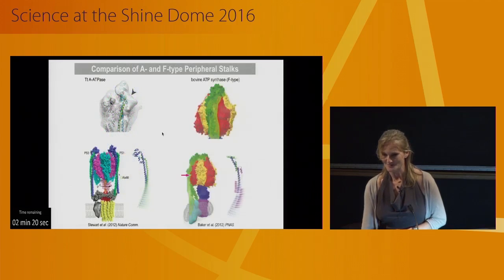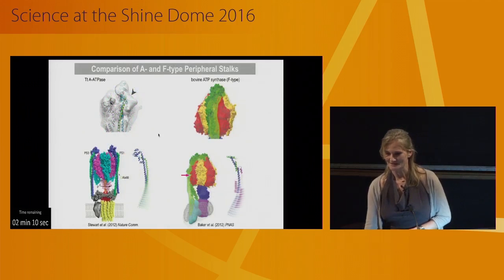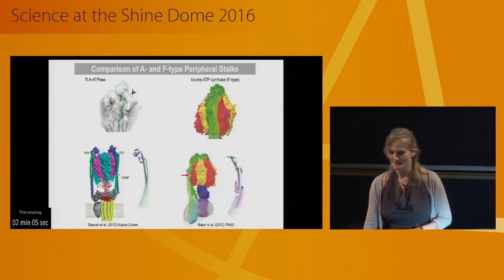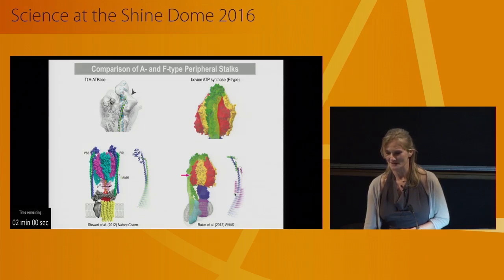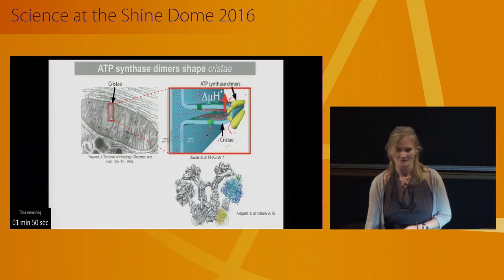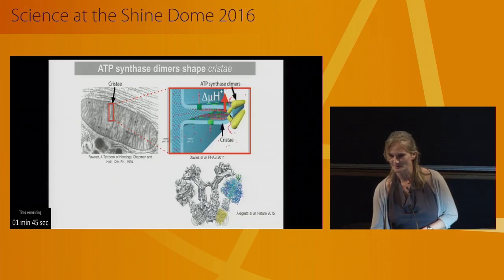So then we compared, so I said these are thermophilic enzymes, so we compared the peripheral stalks and the dynamics of it with F-type ATP synthase, and so although the sequence and structure is quite dissimilar, the dynamics of F-type ATPase peripheral stalks is similar. So remarkably, electron cryotomography has revealed that F-type ATP synthase in mitochondria shapes the cristae of mitochondria by forming V-shaped rows of dimers along the cristae.